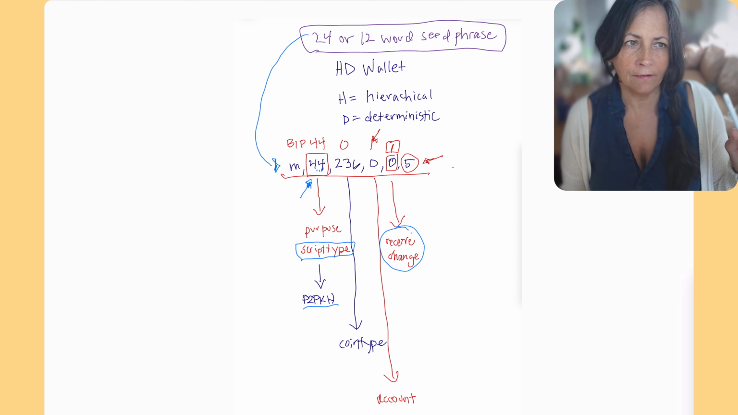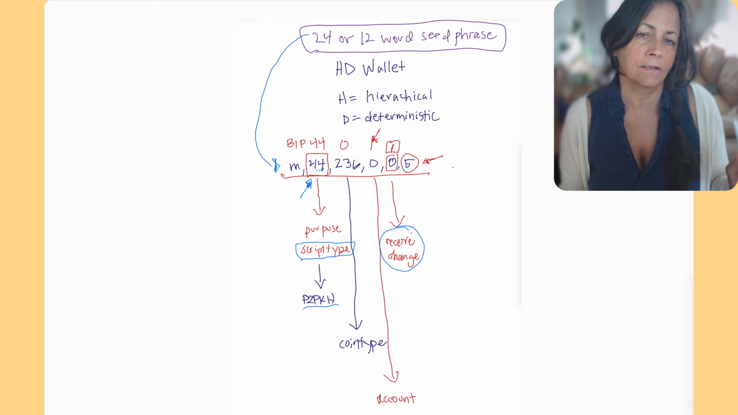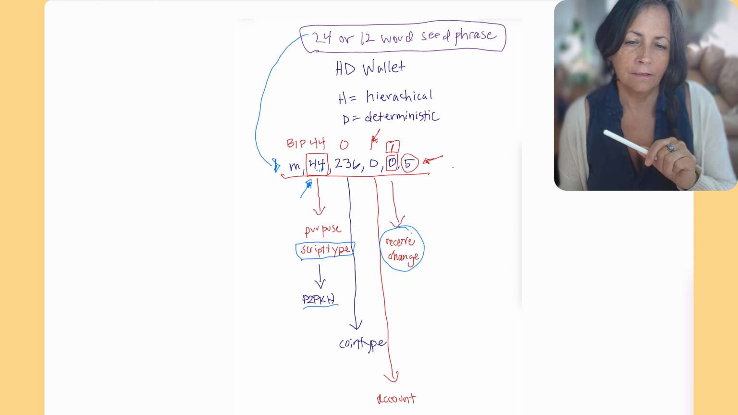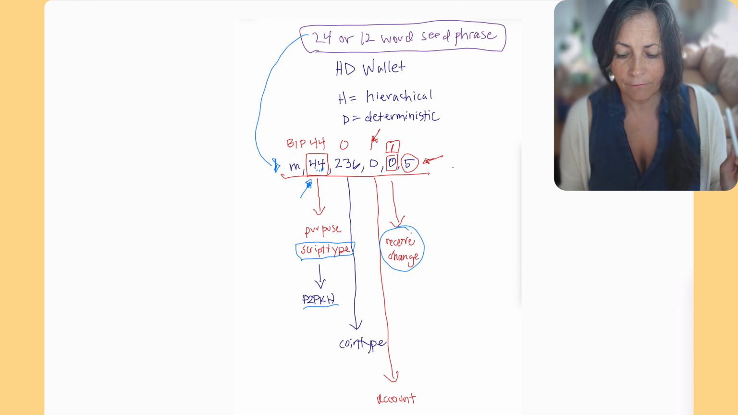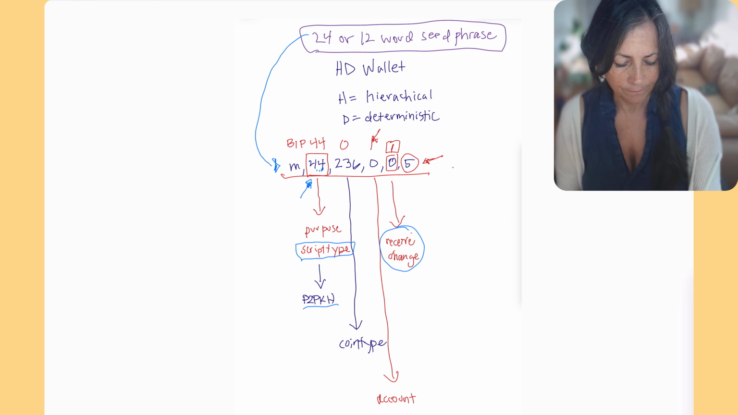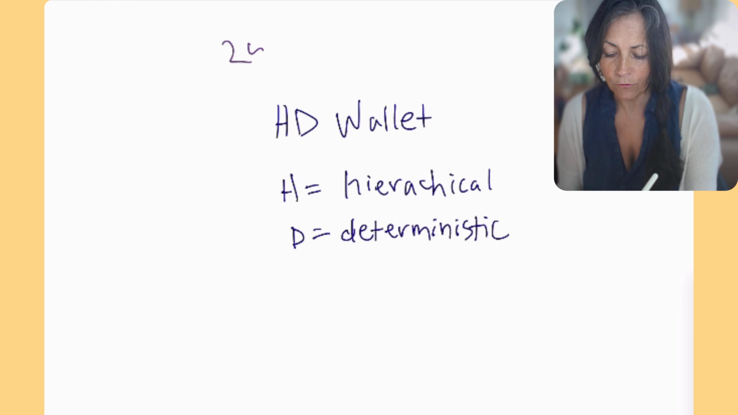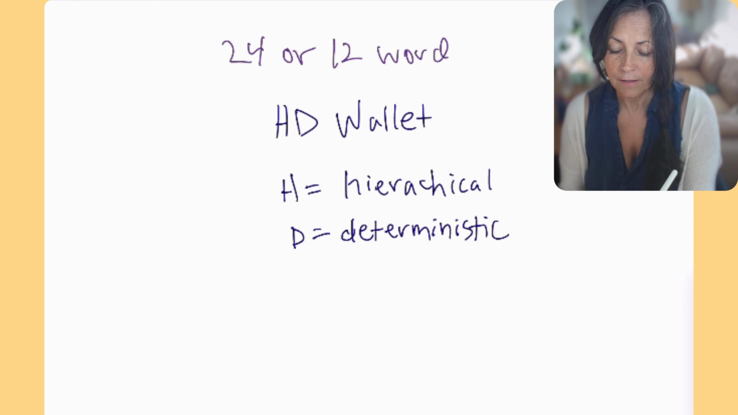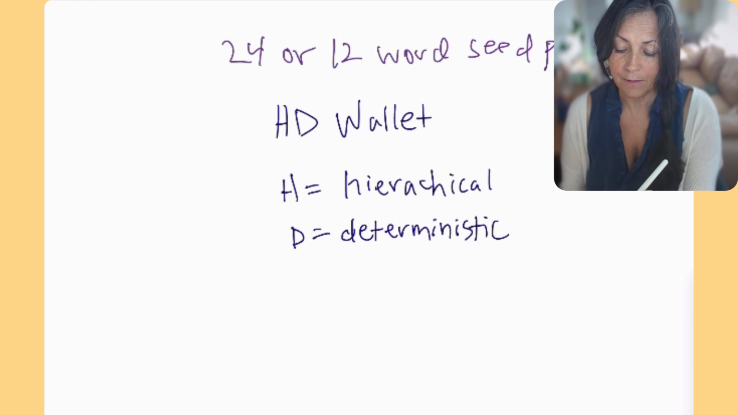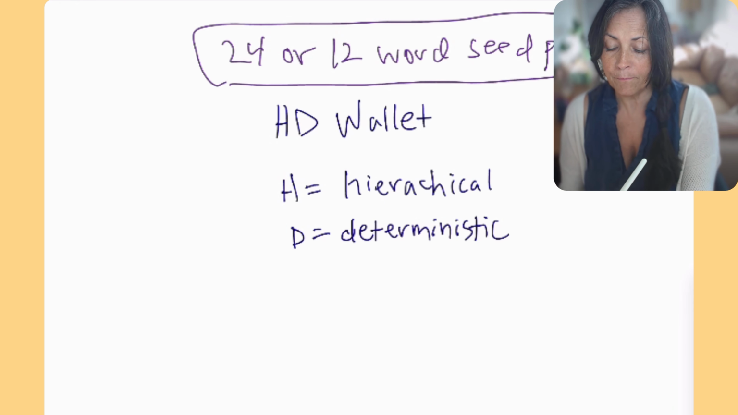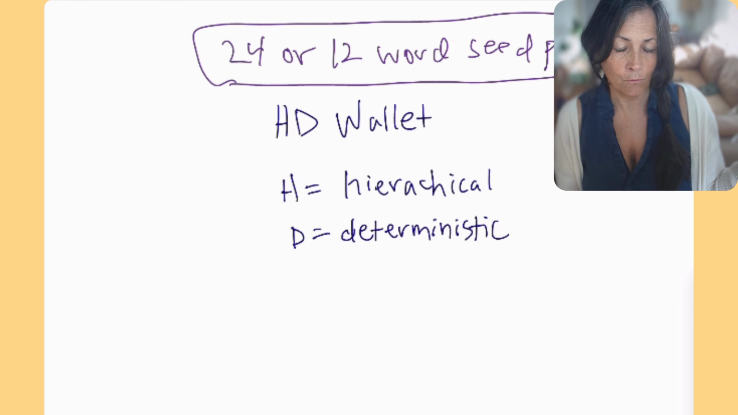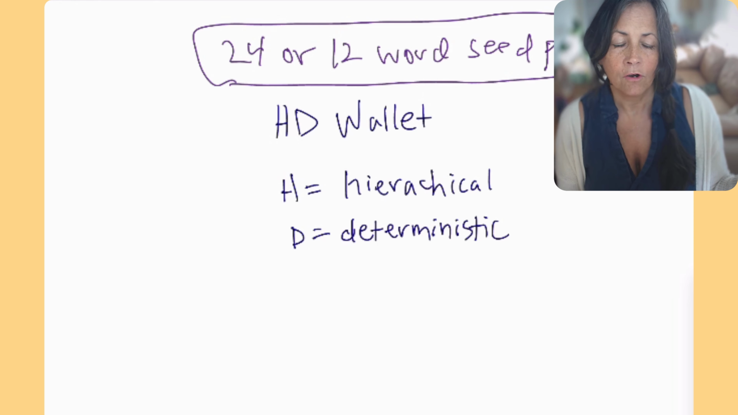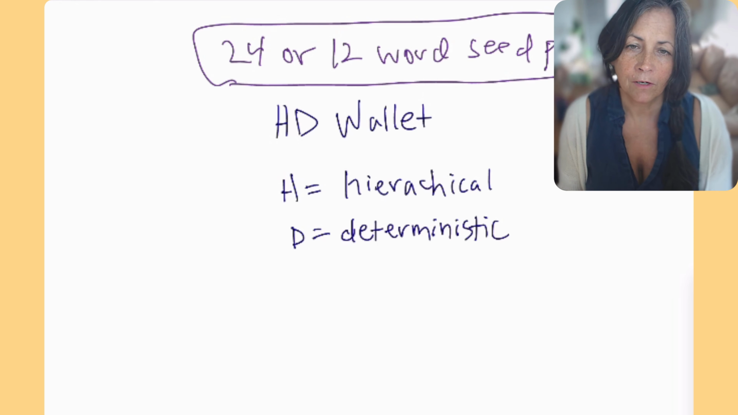To start, I guess, for the non-technical, you would know this by the seed phrase. So the 24 or 12 word seed phrase. And you're told to remember those words or put them in a safe place, or you'll lose all your crypto. And that's true.